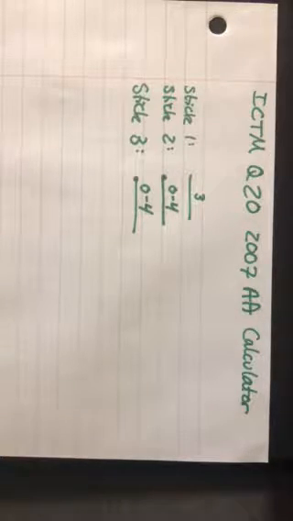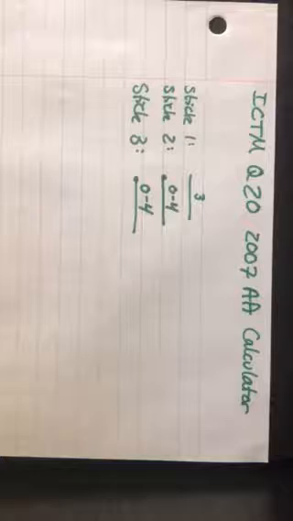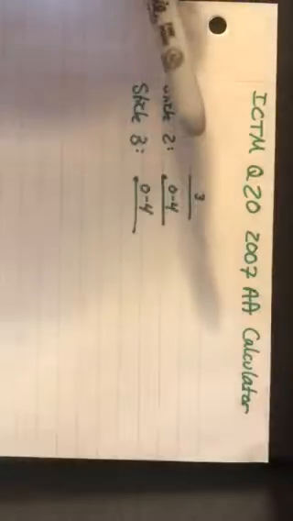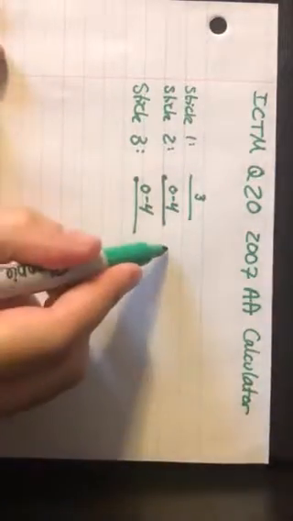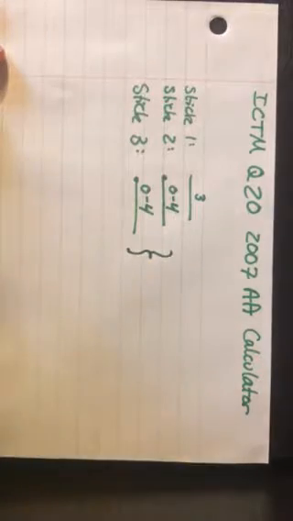Let me know. But yeah, I am here today to do ICTM question 20, 2007 AA calculator team. The problem is asking the probability that 3 sticks will form a triangle if one stick is 3 units long, another stick is between 0 and 4 units long, and a third stick is between 0 and 4 units long. So these are the ones that are potentially changing.